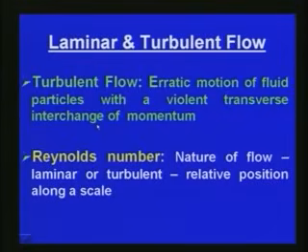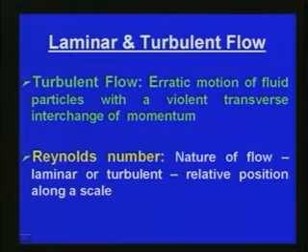the 19th century, say 1880s, one famous scientist, Osborne Reynolds, defined a number called the Reynolds number. After Reynolds introduced this dimensionless number, with respect to it we can define whether the concerned flow is laminar or turbulent. So, this Reynolds number is used to define whether the flow is laminar or turbulent. It shows the nature of flow, and it gives a relative position along a scale.